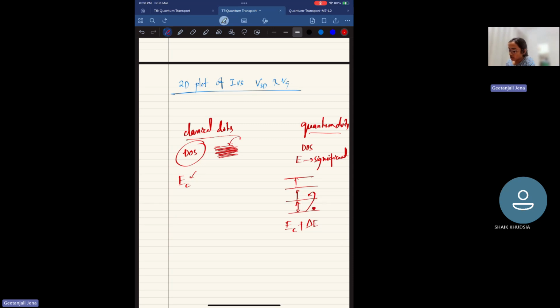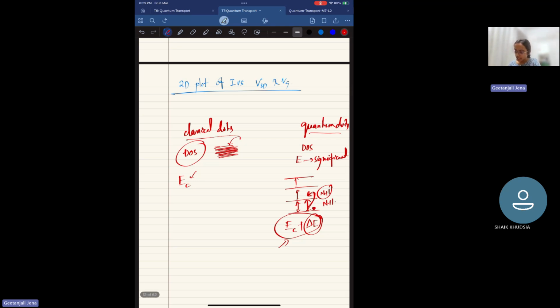Let's say we have n electrons here and we want to add one more electron, n plus 1. So this is the n plus 1 state, and we will be able to add this charge carrier only when we add EC plus delta E. So only charging energy is not sufficient. In addition, we need the energy spacing so that the charge carrier can successively occupy the energy levels.